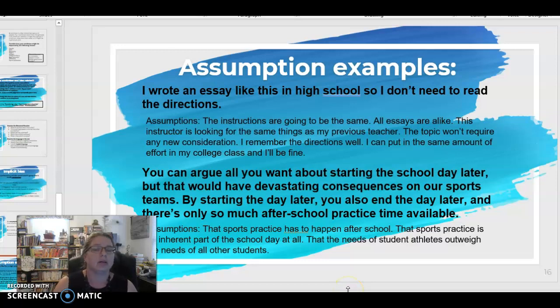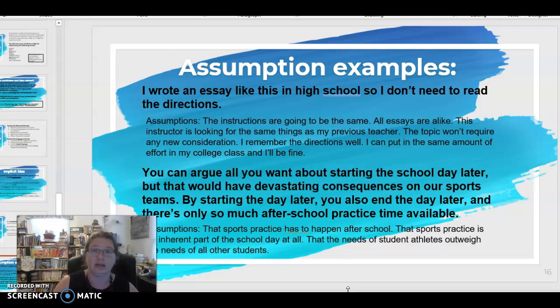The first one here is an example of an assumption. It's a statement: "I wrote an essay like this in high school, so I don't need to read the directions." I have absolutely heard students say this to me, and the problem with this statement is that it makes multiple assumptions. It assumes that the instructions are going to be the same, that all essays are alike, that the instructors are looking for the same things in high school and in college. It assumes that the topic you're writing about doesn't need any consideration and that those essays will be identical. It assumes that you remember what those directions said in high school.